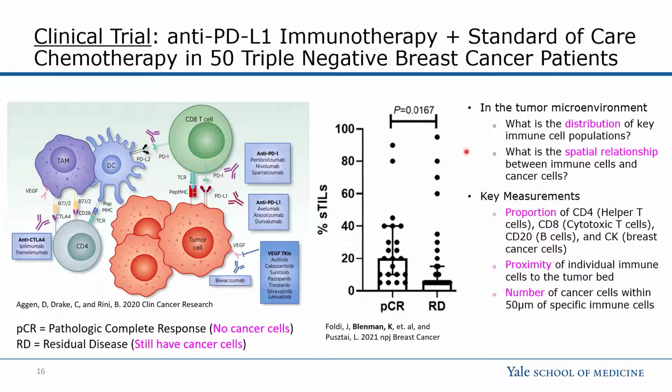And so to do that, we are using the tools from the TissueGnostics platform to really interrogate the tumor microenvironment. The key questions that we have are: what is the distribution of the key immune cell populations, and what are the spatial relationships between the immune cells and the cancer cells? For the last question, we have 3 key measurements that we're going to look at. One is the proportion of the immune cells within the tumor microenvironment. Two is the proximity of individual immune cells to the tumor bed. And three, the number of cancer cells within 50 microns of a specific immune cell.